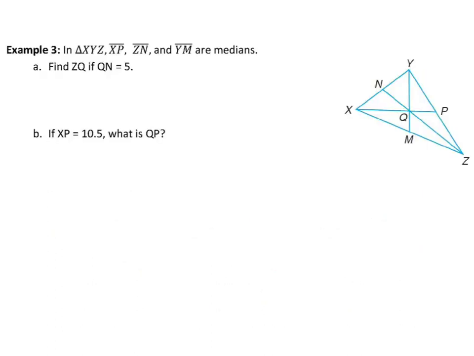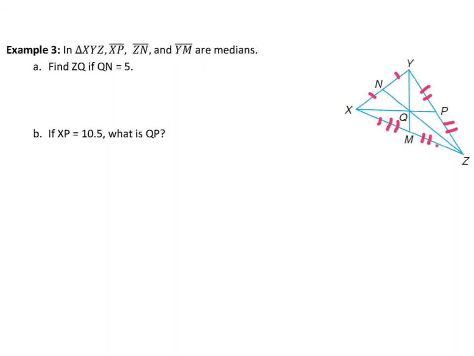Let's apply this theorem in our next example. Example 3 states that in triangle XYZ, XP, ZN, and YM are medians. So let's indicate in the diagram that NX is equal to NY, YP is equal to PZ, and XM is equal to MZ.